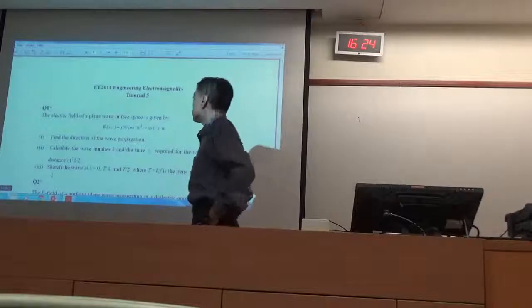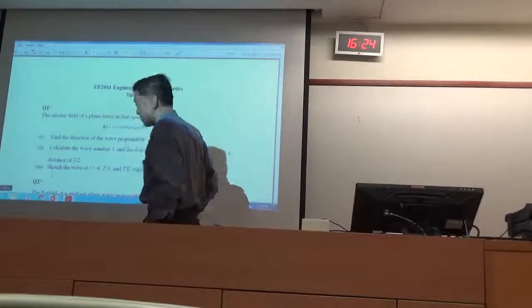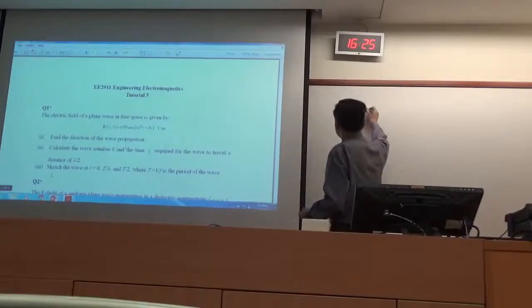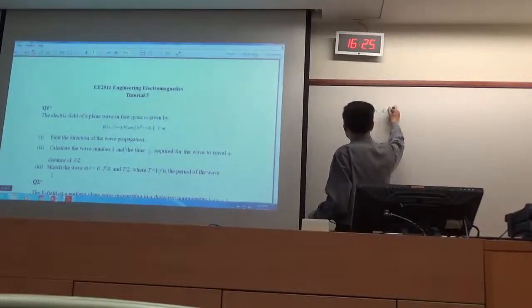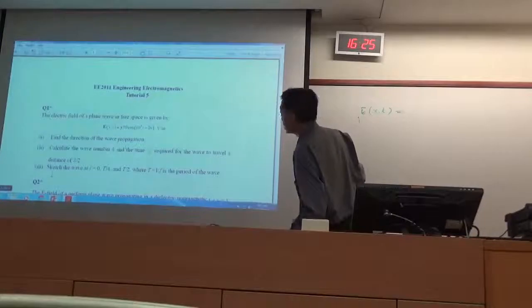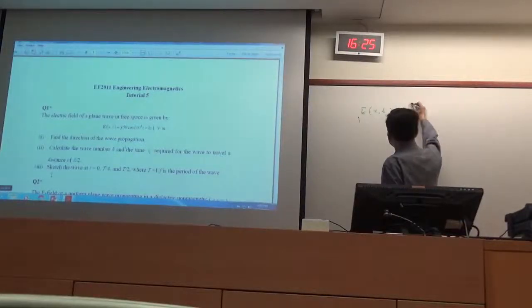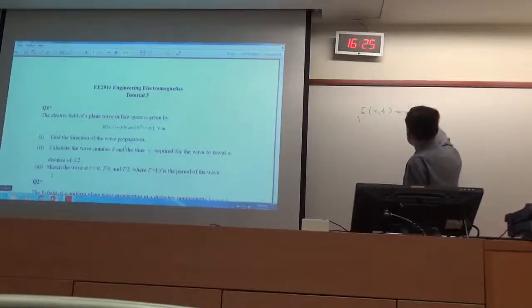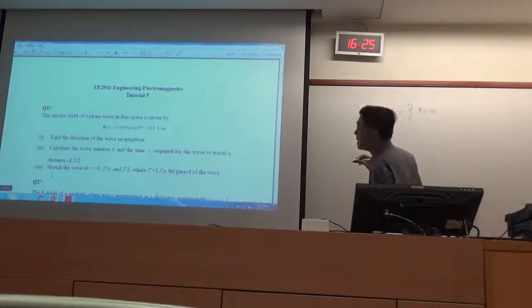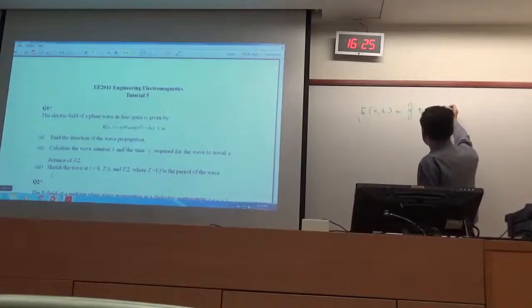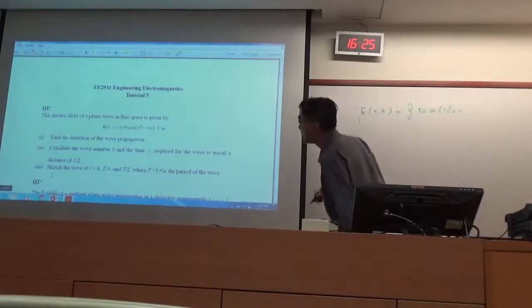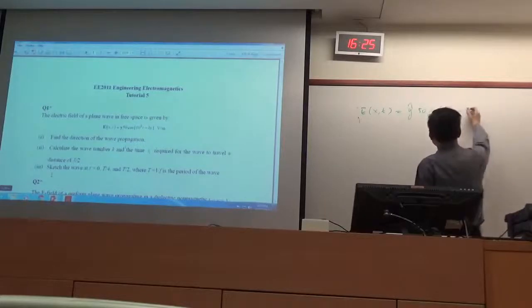Alright. The electric field of a plane wave in free space is given by E_x equal to y 50 cosine 10 to the power of 8 t plus kx.